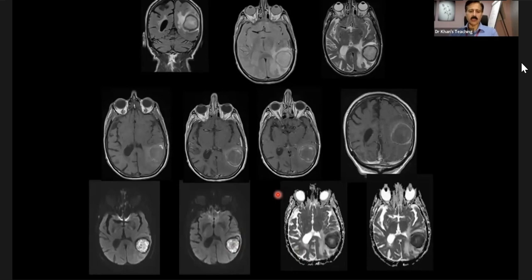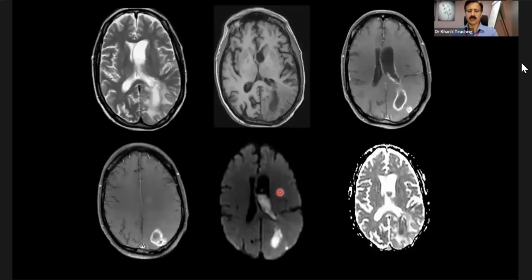This abscess is quite unique because in the wall there is a bit of hemorrhage, and hemorrhagic abscesses can happen, but that was not my teaching point. The main point was here. What is happening here?